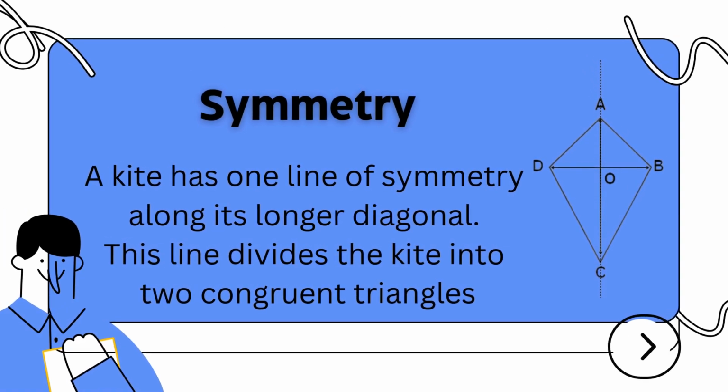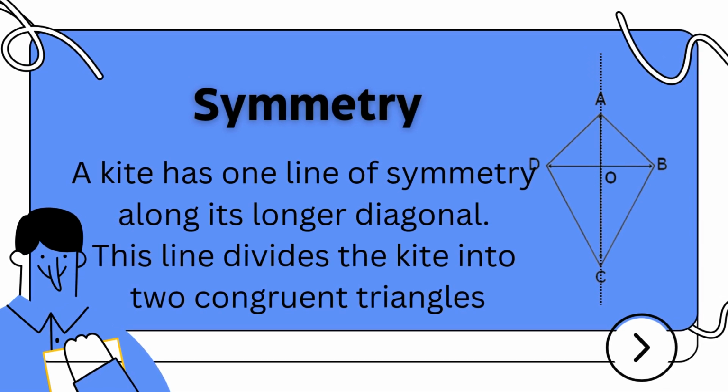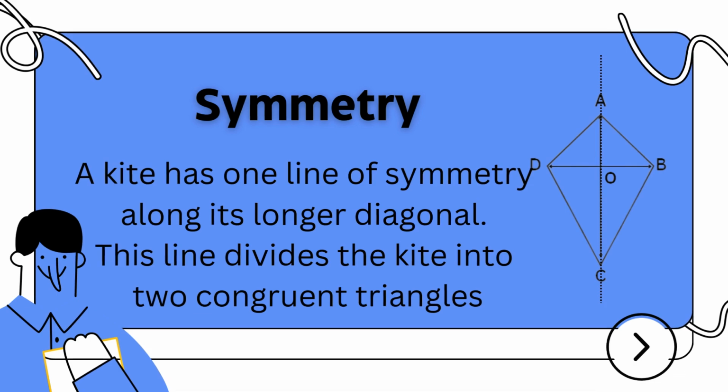Symmetry. A kite has one line of symmetry, along its longer diagonal. This line divides the kite into two congruent triangles.